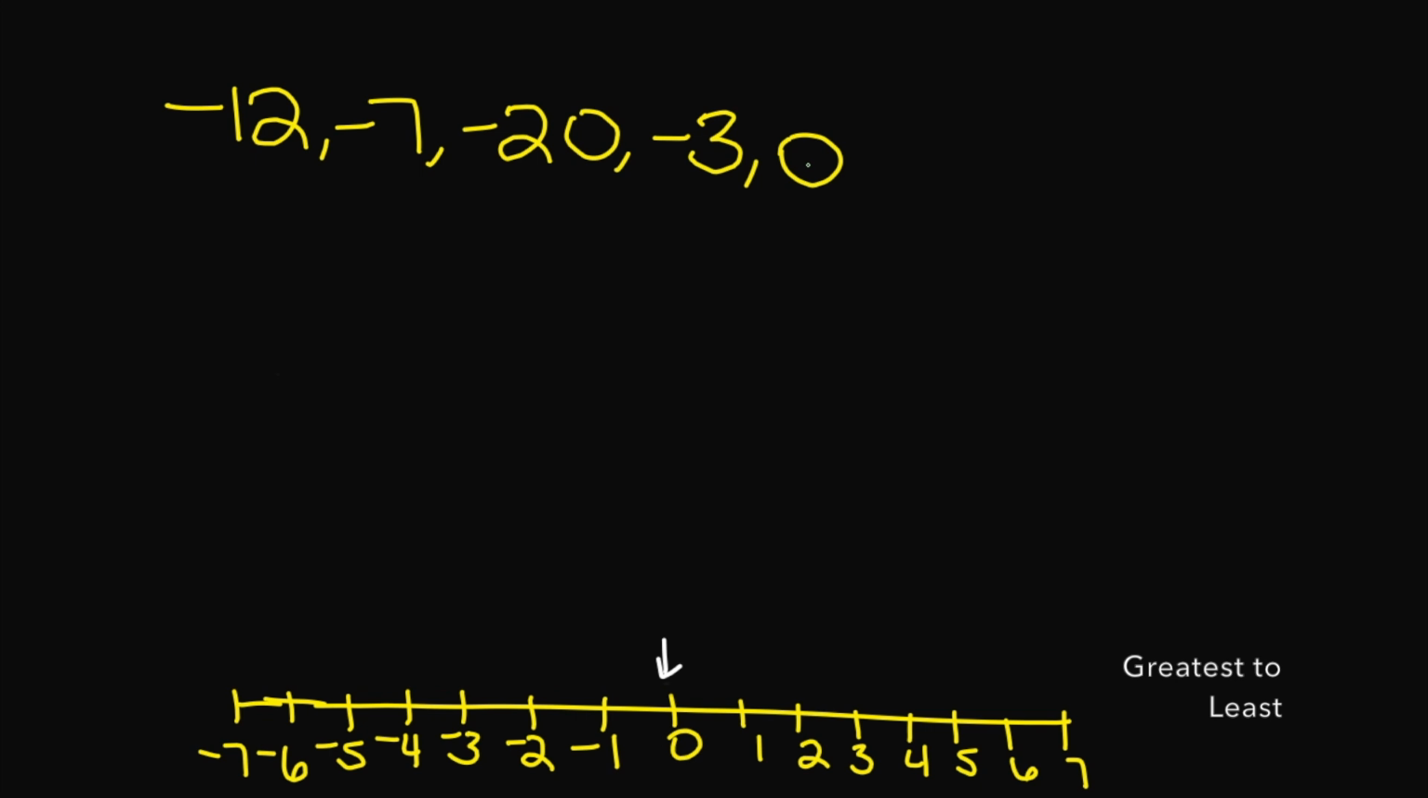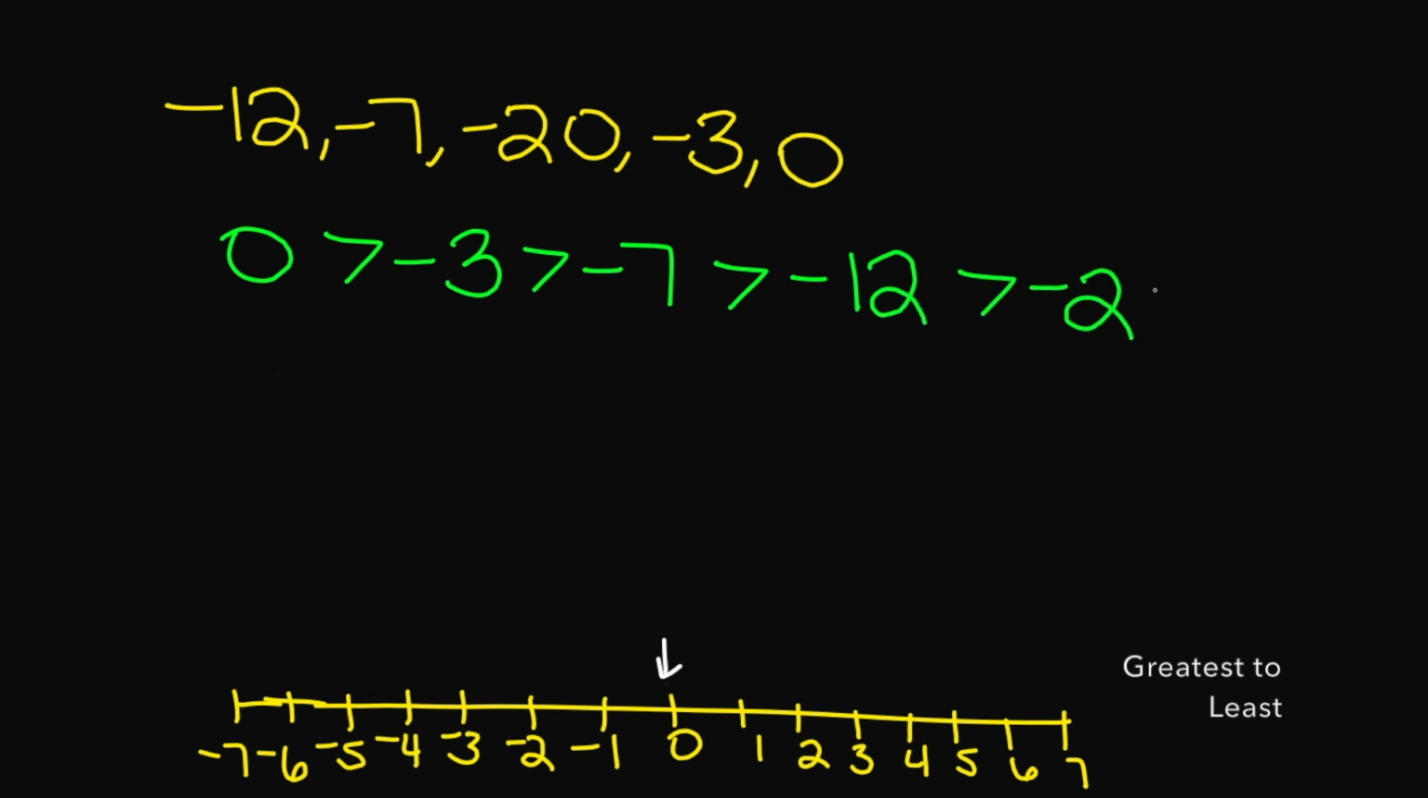-12, -7, -20, -3, and 0. The largest number here is going to be 0. Then we have -3. -3 is greater than -7. -7 is greater than -12. -12 is greater than -20.